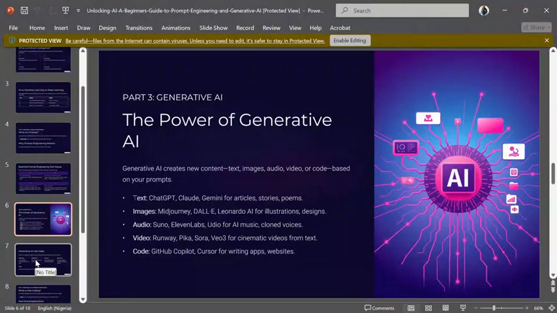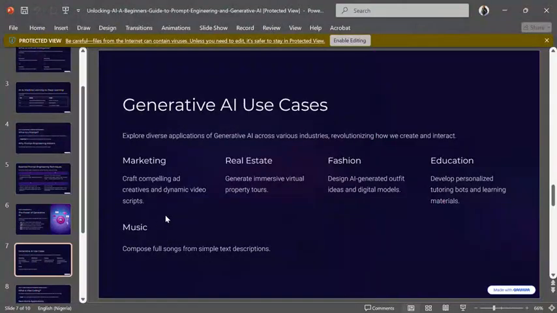Okay, so we have generative AI use cases. Explore diverse applications of generative AI across various industries, revolutionizing how we create and interact. Now, marketing, real estate, fashion, education, music. So you see that it goes into everything. Everything. When I mean everything, it's inside everything.